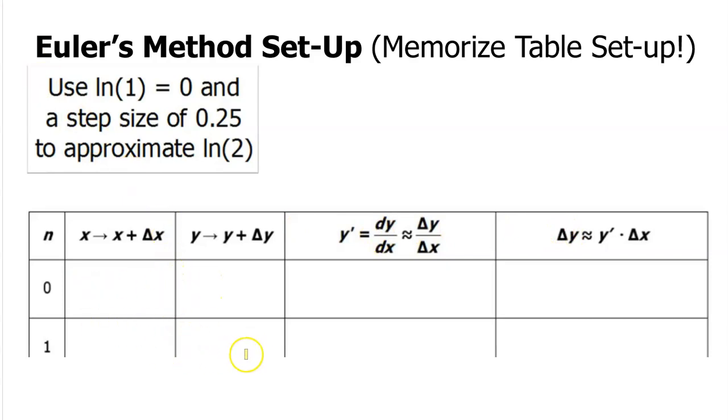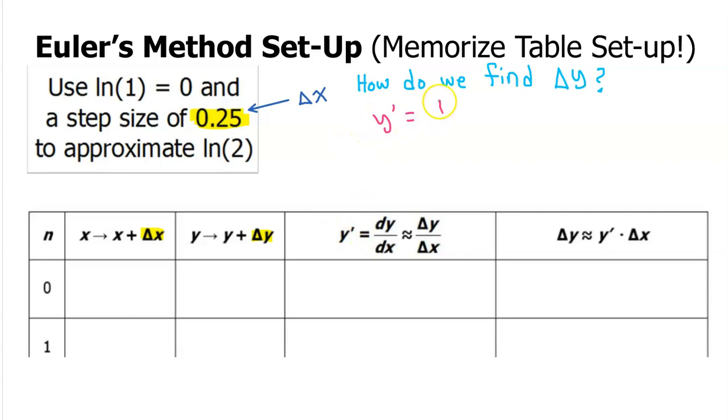To find the endpoints of all the segments, you need delta x and delta y. You are always given delta x because delta x is the step size. The question is, how do we find delta y? We know that y prime is equal to dy dx. When we do an approximation like this, we can say that y prime is approximately equal to delta y over delta x.